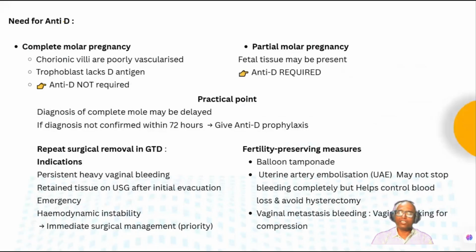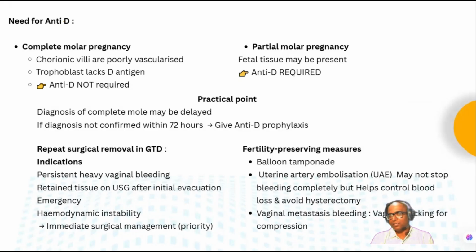Okay. Now, what about the anti-D? Now we have seen the method of treatment is surgical removal. But what about the anti-D? What does the guideline say? Again, here either SBA or EMQ can be asked, mostly an SBA question. In complete molar pregnancy, chorionic villi are poorly vascularized, so the trophoblast lacks the D antigen.